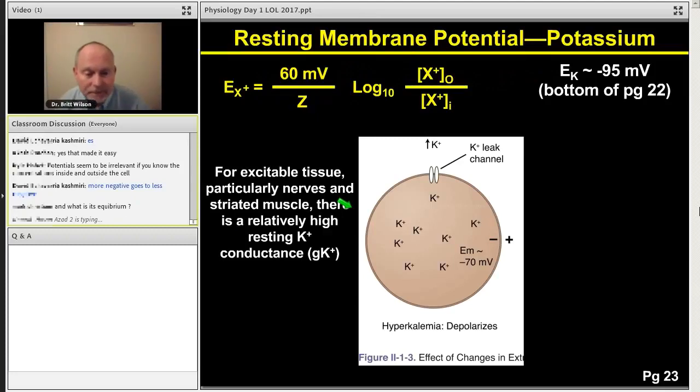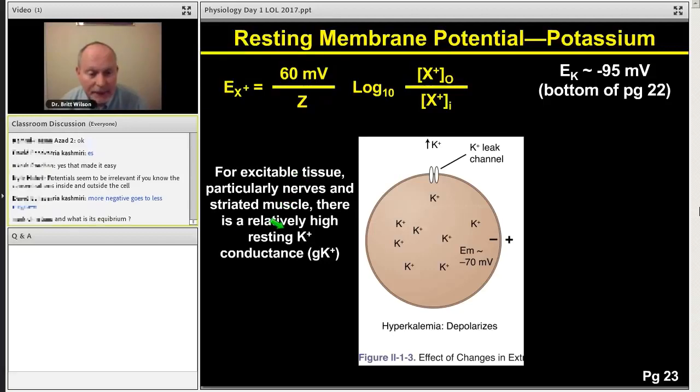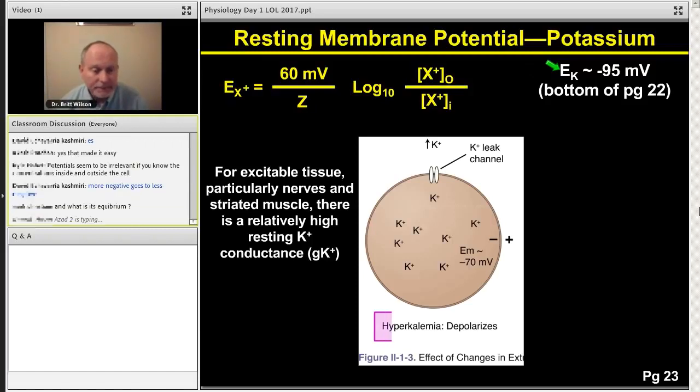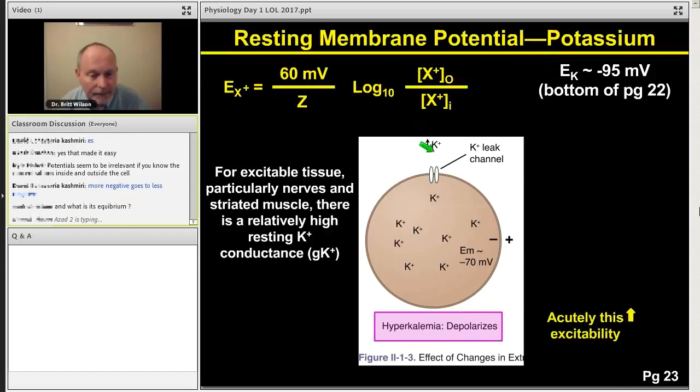All right, here we go. We've got a cell, excitable tissue. You have a high resting potassium conductance. Here's the equilibrium for potassium. Hyperkalemia, illustrated here: increased extracellular potassium. Always remember, emia means blood. Hyperkalemia depolarizes, which acutely will increase excitability. All right, let's see why that is.